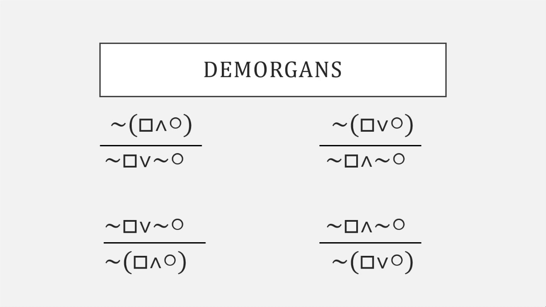So you knock off that big negation out front, you flip the and to or, and negate both of the parts. Yeah? So it's like you distribute the negation to the parts, and then flip the and to an or. And it's exact same if you've got a negated or statement. You knock the negation off the front, flip the or to an and, distribute the negation to both of the parts. Yeah?